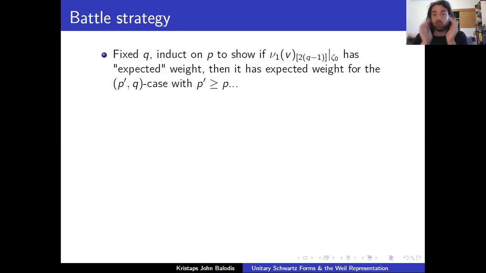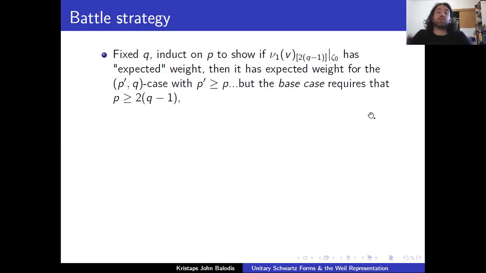So remember, we got this P and Q that's going into the whole theory here. And I'm saying if I fix Q, I can perform induction on P so that if I have P and Q, I know that this nu sub 1 has the expected weight in terms of being a highest weight vector. In this PQ case, then I can do induction to know that it has the proper weight for all higher values of P if I'm working with that same Q. But the base case requires that P is at least 2Q minus 1.